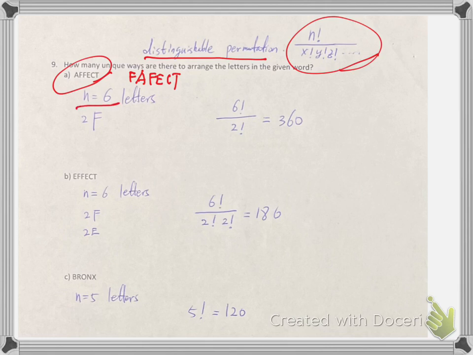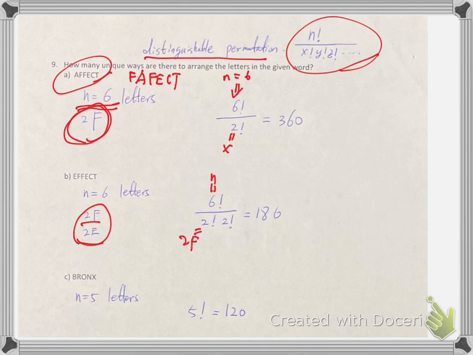First, you count how many letters are given. In this word we have 6 letters, and then you only look at the repeating part. There are 2 F's, so the repeating part goes in the bottom as a factorial: 6 letters on top, divided by 2 factorial. If you have 2 repeating letters, 2 F's and 2 E's, it's still 6 letters on top, and 2 F's give a 2 factorial, and 2 E's give another 2 factorial. If you have more repeating letters, you just have more factorials in the denominator.